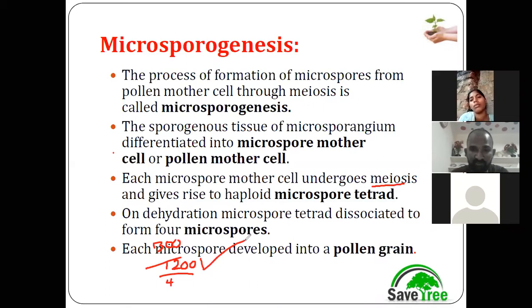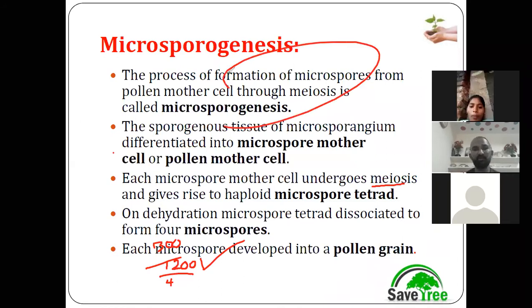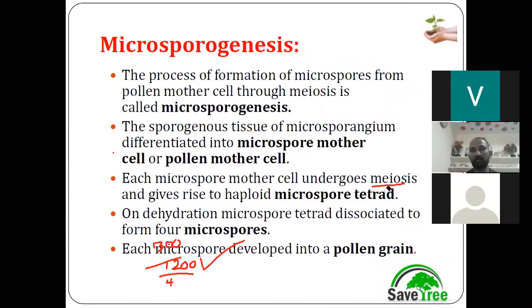Sometimes the question is given in two types. One time they may ask the number of pollen grains, or maybe the number of pollen mother cells, depending on that. If they give pollen mother cells and ask about the pollen grains, you multiply by 4. Sometimes they give the pollen grain number and ask about the pollen mother cells. At that time the pollen grain number is divided by 4, and you get the answer. So that is microsporogenesis. It is a very important 4 marks question.